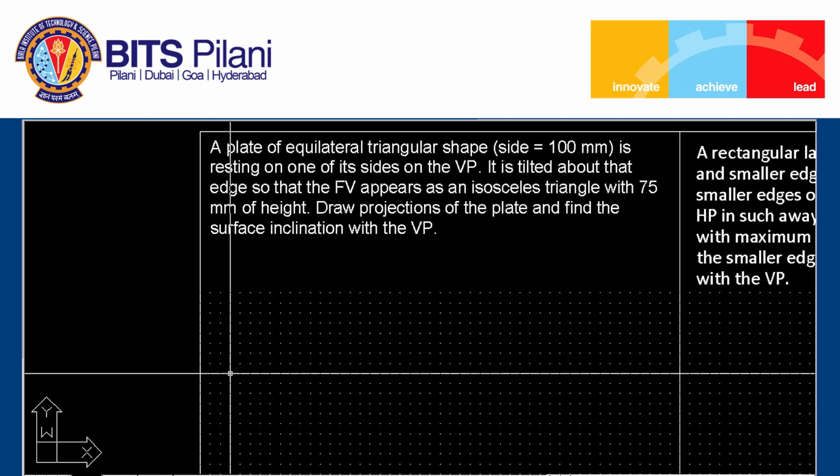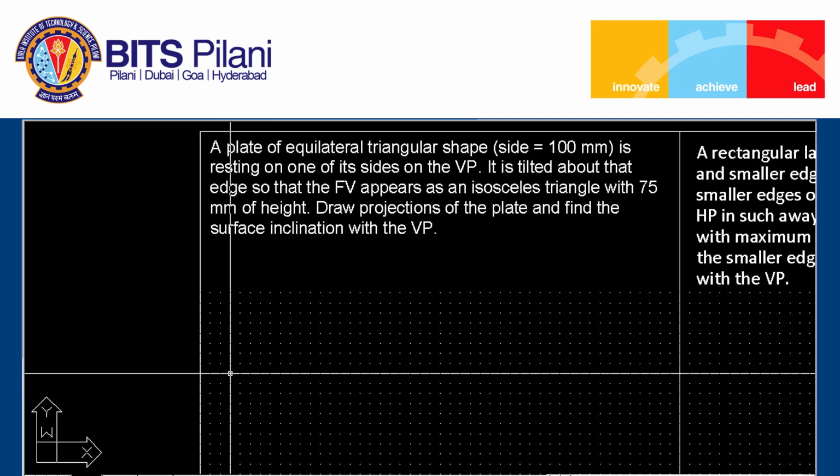So first let us draw the plane. In this case, as we discussed, we will solve this problem in a number of steps. First step, we will assume the plane is parallel to the one of the reference planes to which its surface is inclined. So surface is inclined to the vertical plane, so we will assume the plane is parallel to the vertical plane. So in the front view, we can see the true shape of the plane.